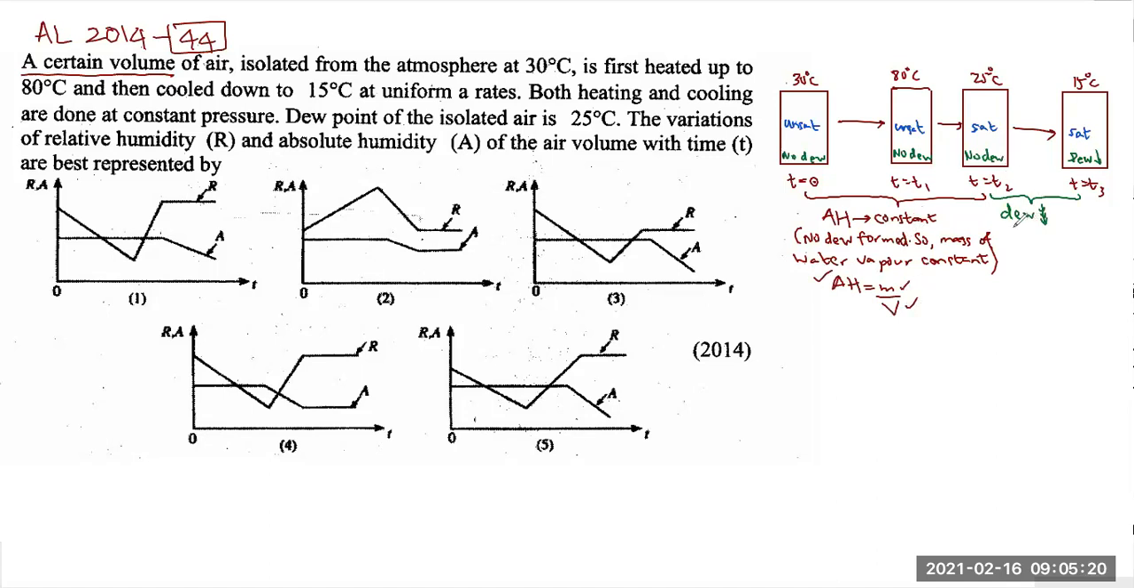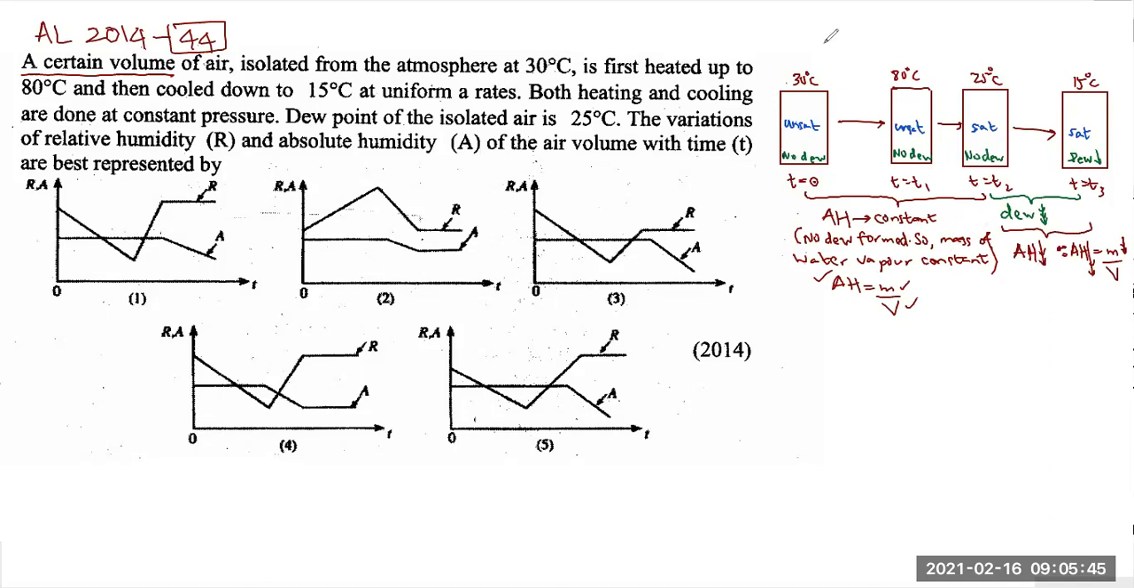And after that, what will happen here? AH will start reducing. Why? Because we know AH is equal to mass over volume. As dew is forming, the mass of water vapor in air is going to reduce. Volume is constant, therefore AH also has to reduce. That's the decision we can take about AH.